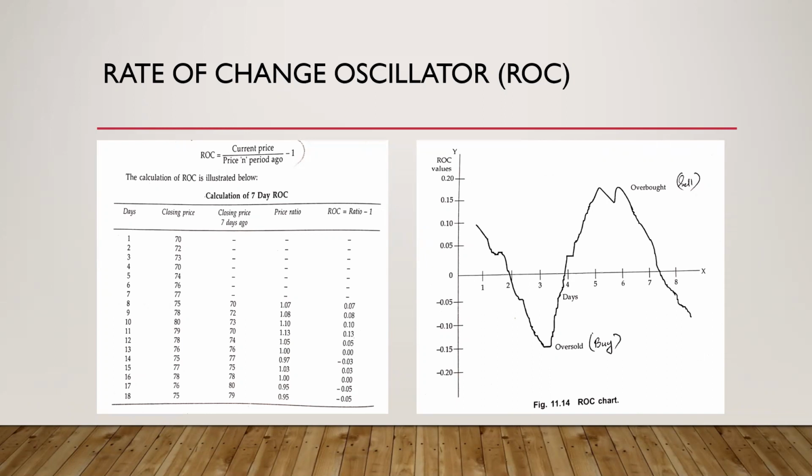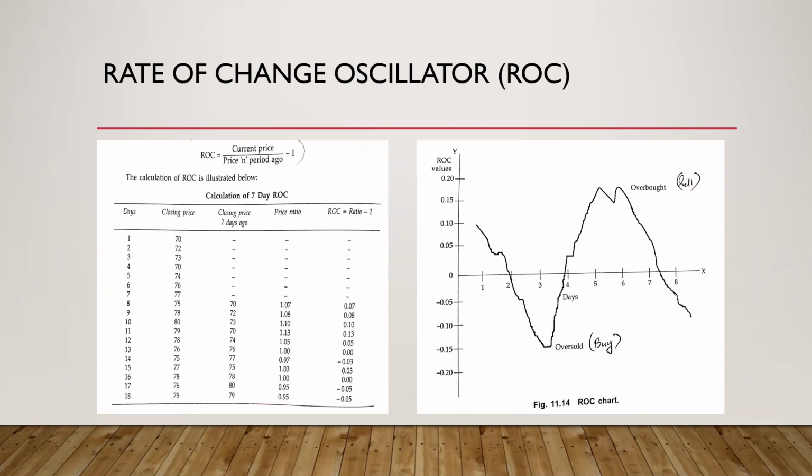On the 9th day, the current price is 78, divided by the price 7 days ago, which is the second day's price, that is 72. So 78 divided by 72 will give you 1.08, minus 1 will give you 0.08. Likewise, we are going to calculate the ROC of all the prices, and then we are going to plot them in a chart. Closing prices are considered for calculation of the moving averages and also the oscillator, okay?